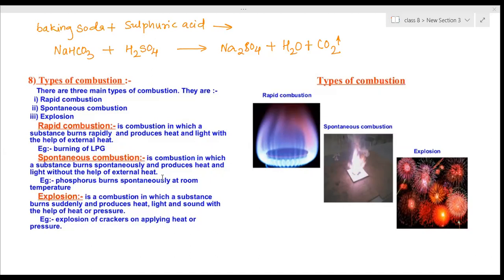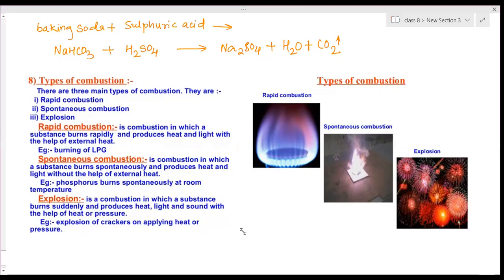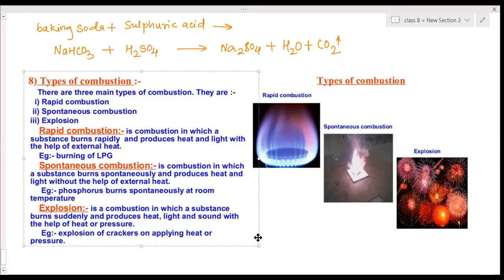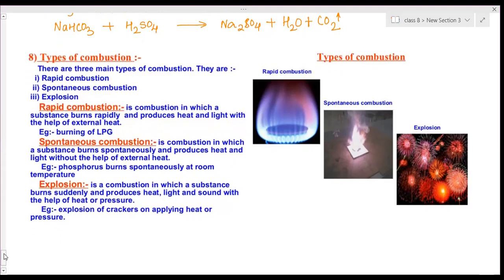Yes, ma'am. So write down these points then. This is a 3-marker question they generally ask. So you will be asked to explain the types of combustion, or examples will be given and you have to find out which type of combustion it is.